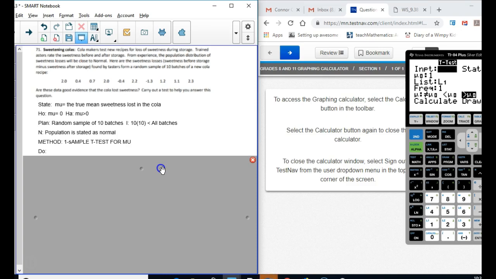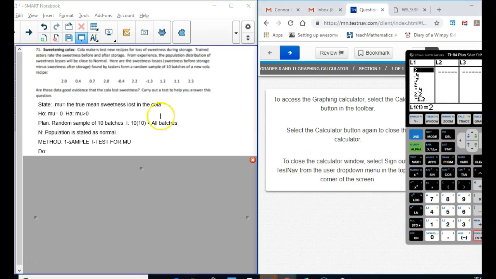The do part right now, again, I'm at home, so it's hard for me to draw on this. It looks really messy, so I'm just going to do the bare minimum here. What do we need? Well, we need all this data typed into our L1. If you've forgotten how to get there, it's stat, enter, edit, and you put your data into L1. Next, you hit stat, arrow over to test, and do a t-test. Hit enter. We have data, and our mu this time is equal to 0. Our data is in L1, and this time we have a greater than as well.